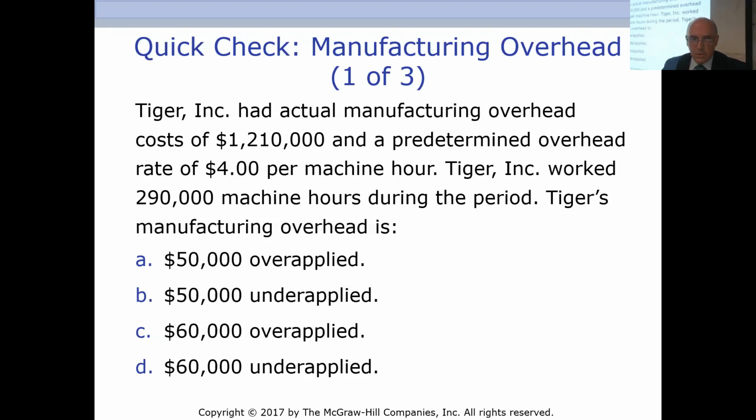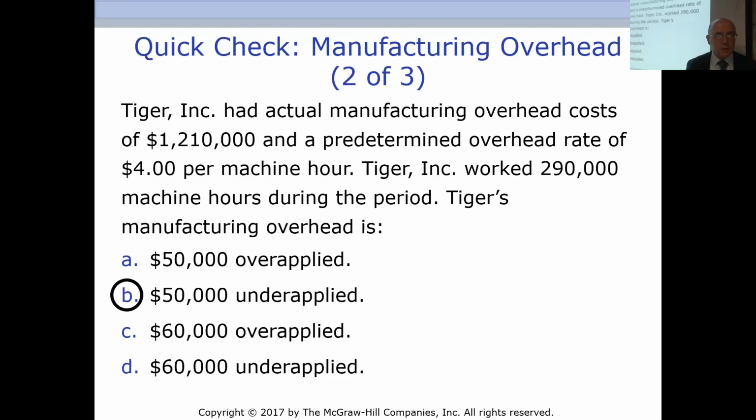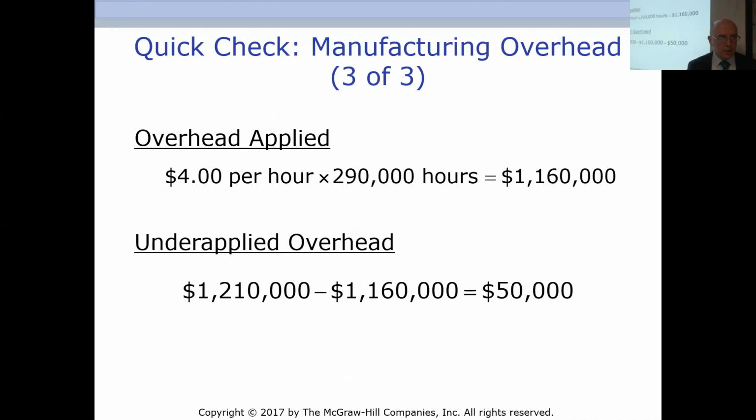Okay, yeah, we have 3 numbers to work with. We can use all 3 of them here. Sometimes they'll give you numbers that you don't use just to tease you a little bit. But this time we're going to use all of them. They had actual manufacturing overhead costs of $1,210,000, and the predetermined overhead rate is $4 times 290,000. And so you have $4 times 290,000, that's $1,160,000. And the difference between that and the $1,210,000 is $50,000. It was underapplied, which means underestimated.